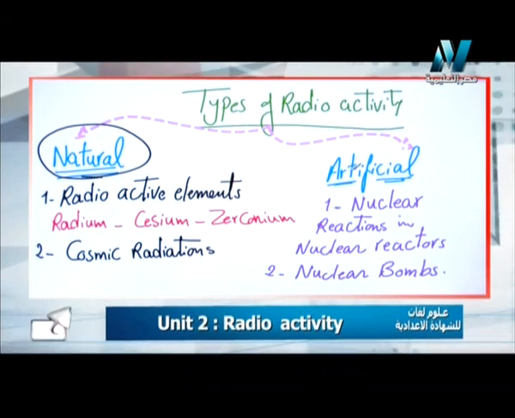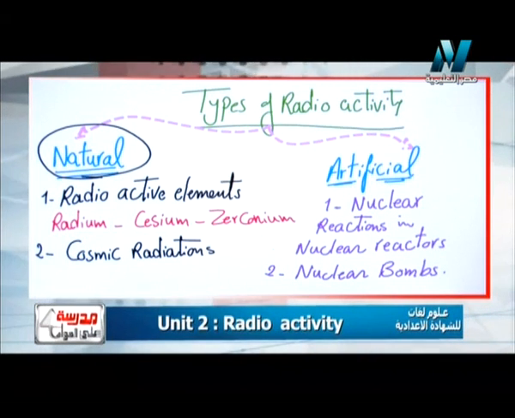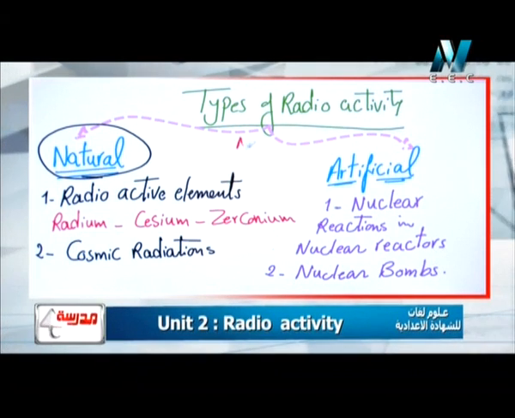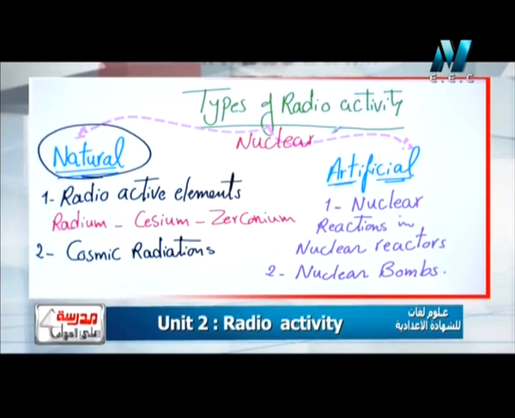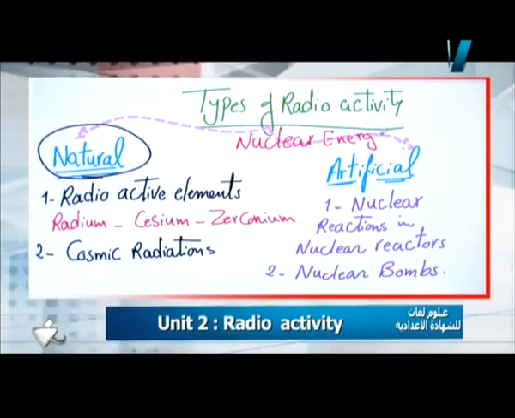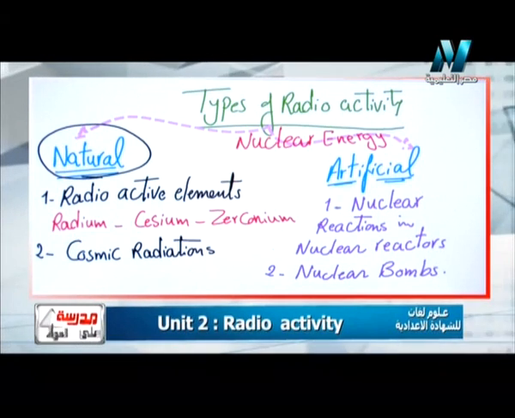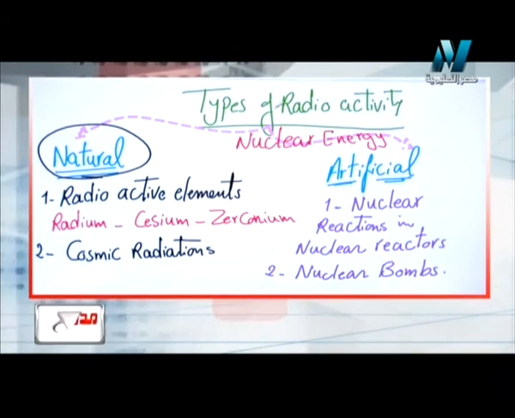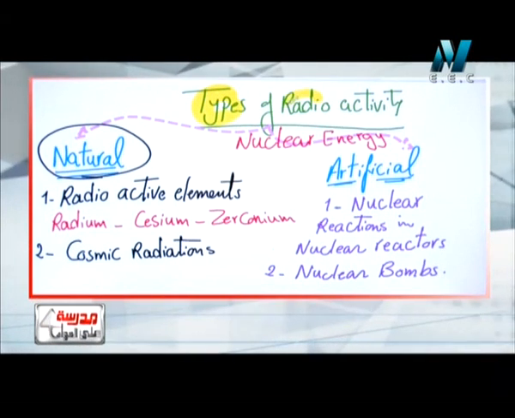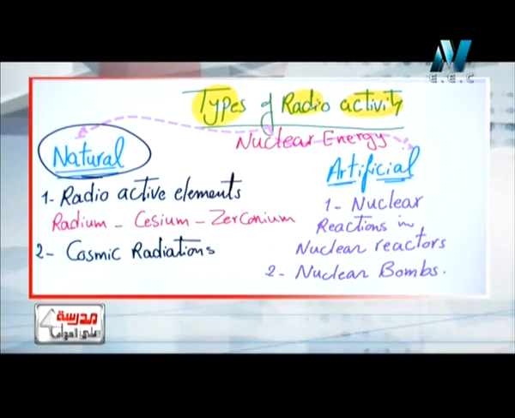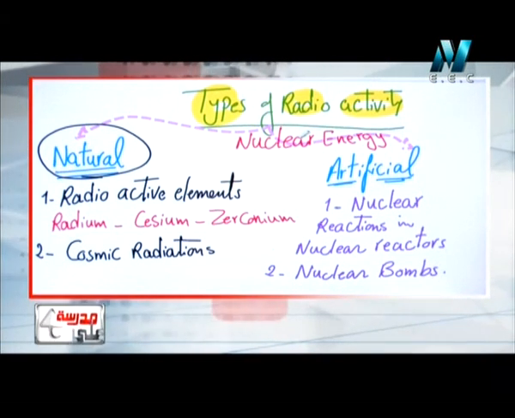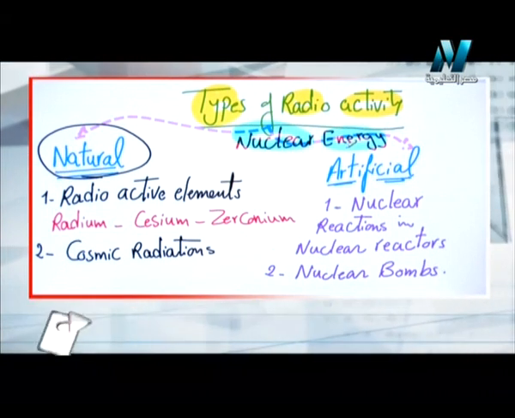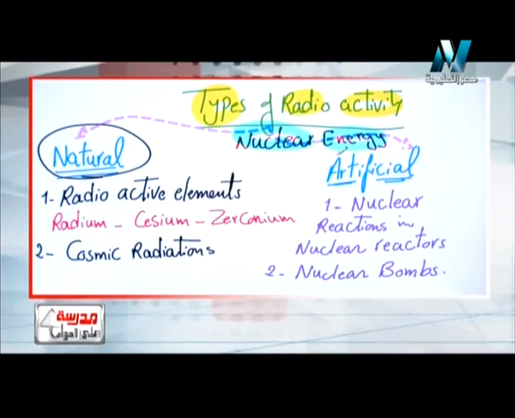So if we answer this question according to the types of radioactivity or types of nuclear energy, we can answer according to nuclear energy. We can answer like that and like that. And we have two classifications here. We can say types of radioactivity: we have two types, natural or artificial. If we say types of nuclear energy, we have two types, natural and artificial. Each one of them as we explain in this lesson.